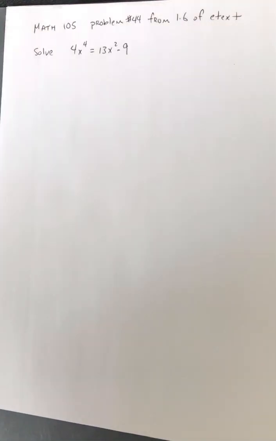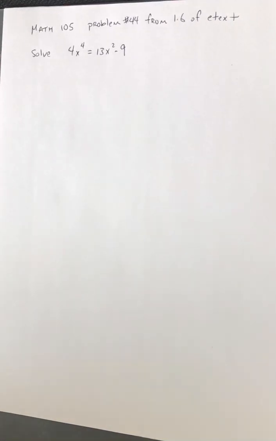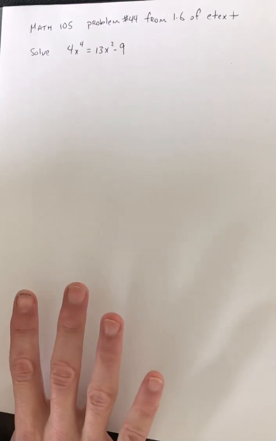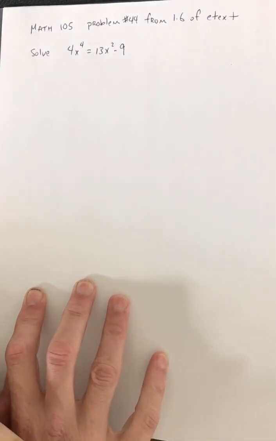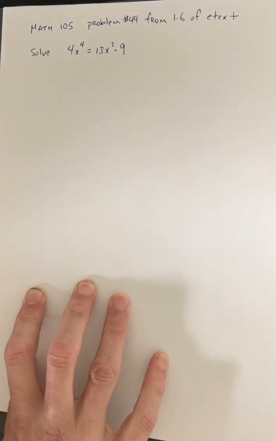This is a video for Math 105, section 1.6, and I'm going to solve problem 44 from the problems in the back of the section in the e-text. Okay, so it says solve using an appropriate substitution: 4x to the fourth equals 3x squared minus 9.